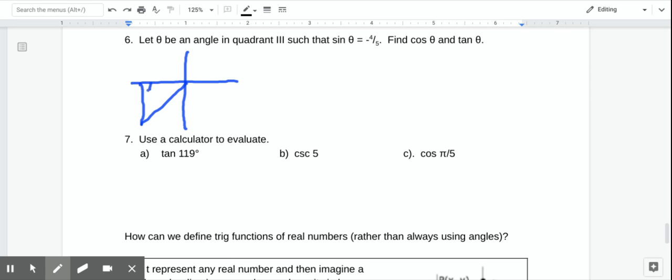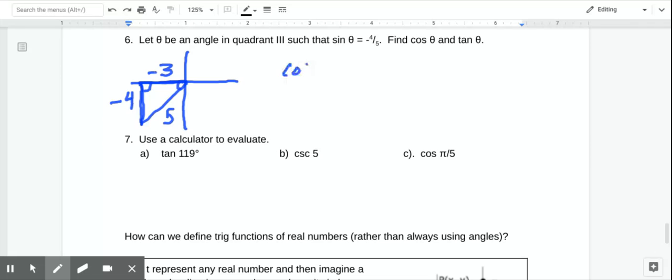Make sure you're always drawing these triangles with the x-axis, okay? Don't draw it with the y. That's not correct. All right, so the sine of this angle is negative 4/5. So the opposite side is negative 4, and the hypotenuse is 5. We can use the Pythagorean theorem to find this third side, which should be 3. And since we've gone left and down, this needs to be a negative 3.